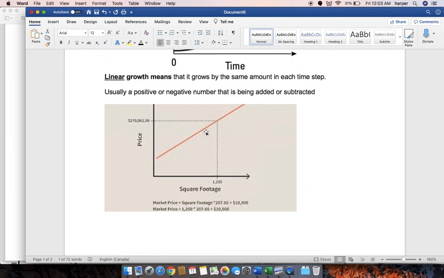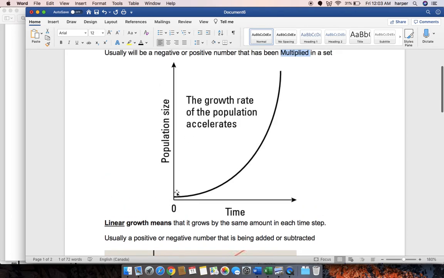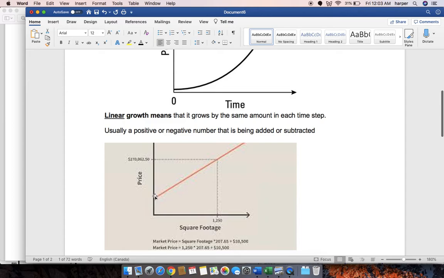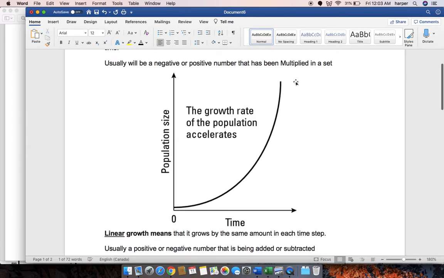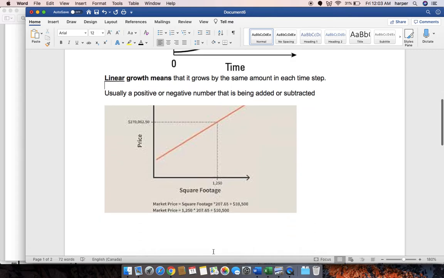Linear growth is just a nice steady line. If you notice, this one has a huge dip up where the population grew. This one is just a nice even line. When you think linear, think of line. So this creates a line. This is not a line, this is just a nice curve. That's one way I always remember linear and the difference between them.